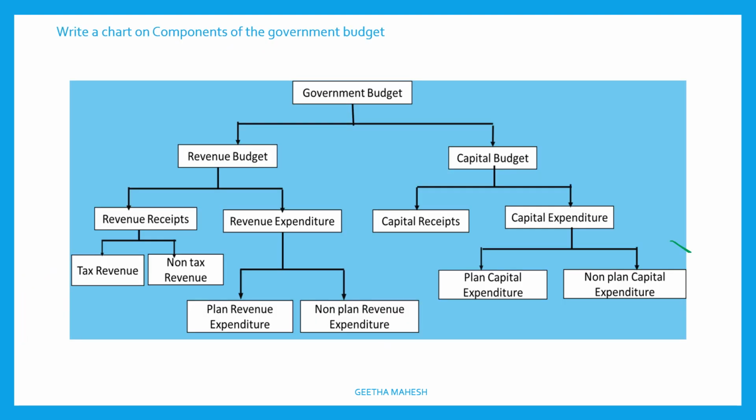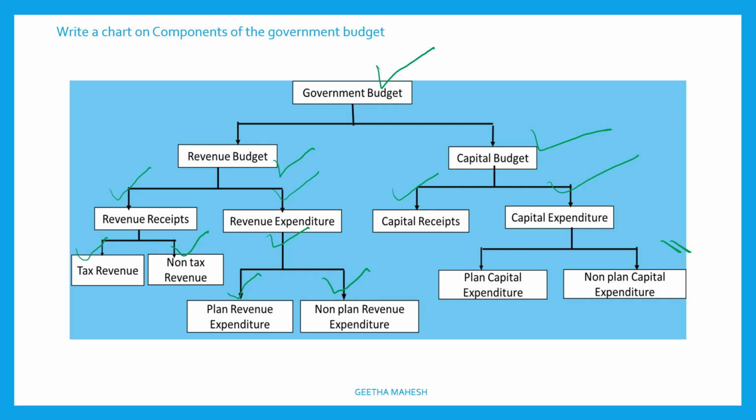The components of a government budget is also important for 4 marks. So the government budget is divided into 2 divisions: revenue budget and capital budget. Revenue budget has 2 components: revenue receipts and revenue expenditure. Same way you can see capital budget has capital receipts and capital expenditure. Revenue receipts are of 2 types: tax revenue and non-tax revenue. Revenue expenditure has 2 types: planned revenue expenditure and non-planned revenue expenditure.